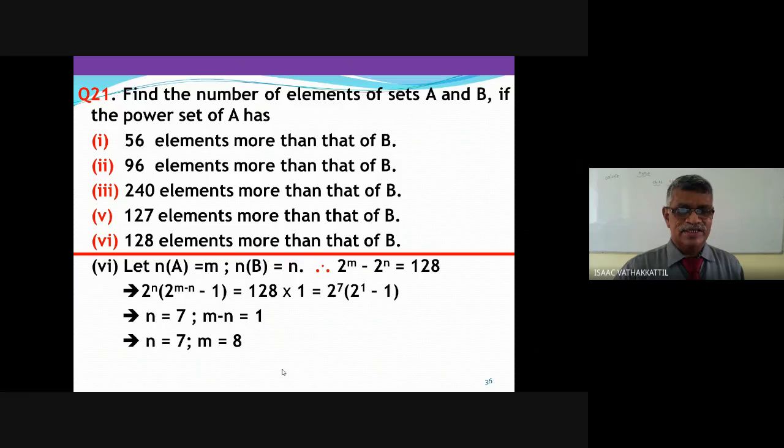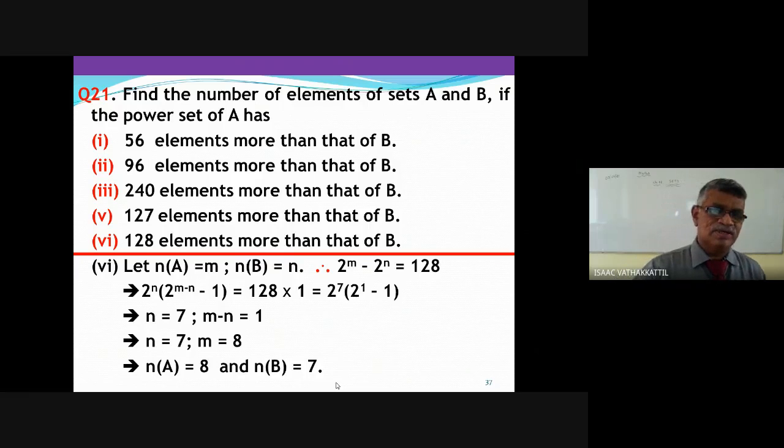Now we equate. N equal to 7 and M minus N is 1. So M equal to 1 plus N, that is 8. Okay, it's clear now. Number of A is 8, number of B is 7.